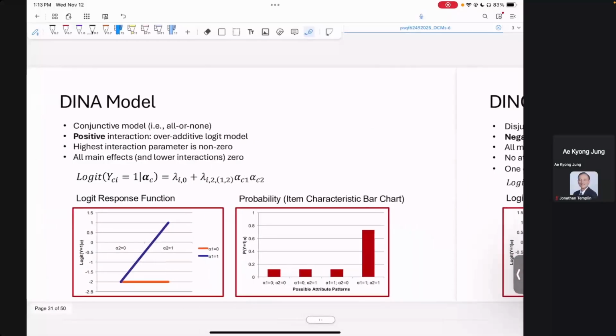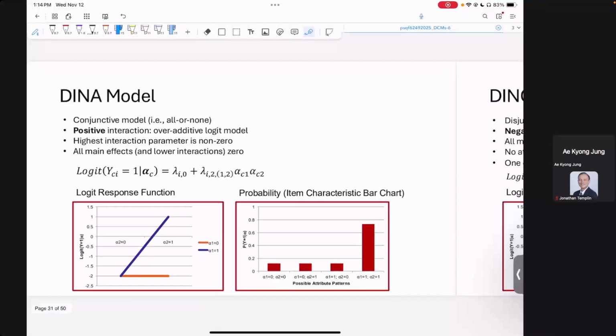Let's see the DINA model, which is a non-compensatory model. It is a conjunctive model. It means a non-compensatory model, but in a different way. I skipped explaining why it's conjunctive, but the DINA model is a non-compensatory model. And this DINA model has a positive interaction and is an over-additive logit model. So we assume that by incorporating the interaction term, it can be an additive logit model. And the highest interaction parameter is non-zero.